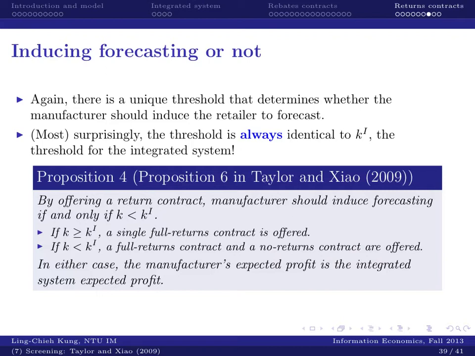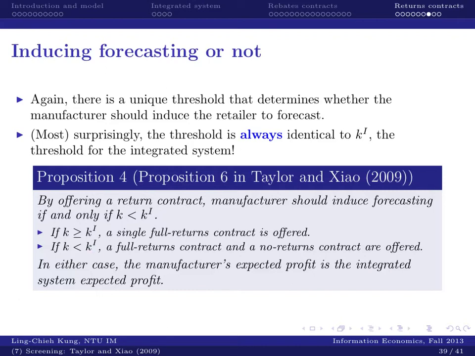Okay? In either case, the manufacturer can make the pie as large as possible and get everything from it. The manufacturer can earn the integrated system expected profit. So this result should be surprising to most of us, right? This is a decentralized system in which the agent may have private information. The agent can even choose to have private information or not.